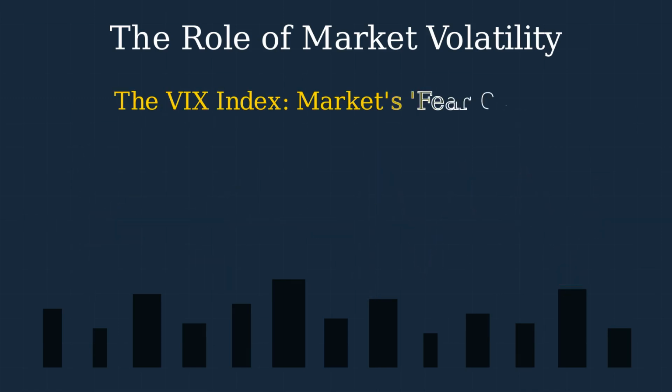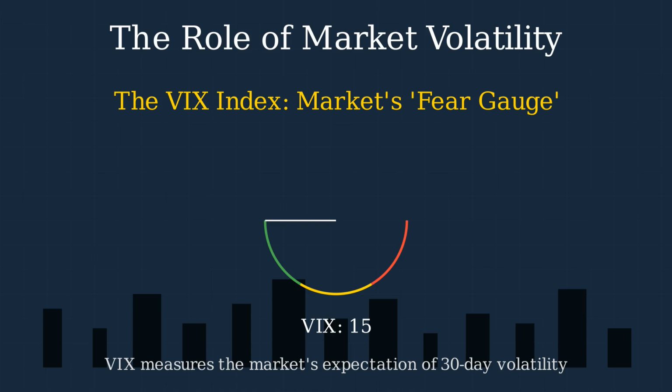The VIX index, often called the fear gauge, is a real-time market index that measures the market's expectation of 30-day forward-looking volatility. During calm markets, the VIX typically stays at lower levels, around 12 to 20. As market anxiety increases, the VIX rises. During times of market stress, it can spike above 30 or even higher.